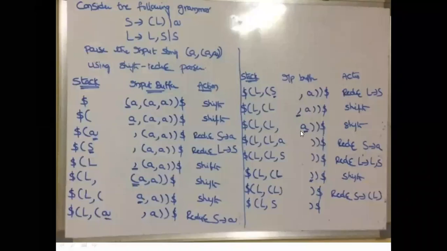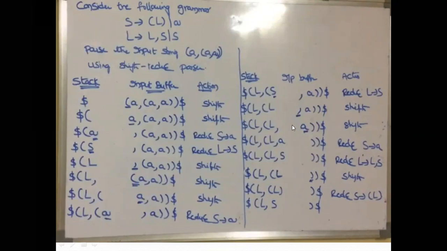Then we are performing the shift action. Then we are pushing small a onto the stack. Is there any production with the substring small a in the right hand side? Yes, we have the small a production in the right hand side. Then that small a is replaced with the left side non-terminal, that is S.